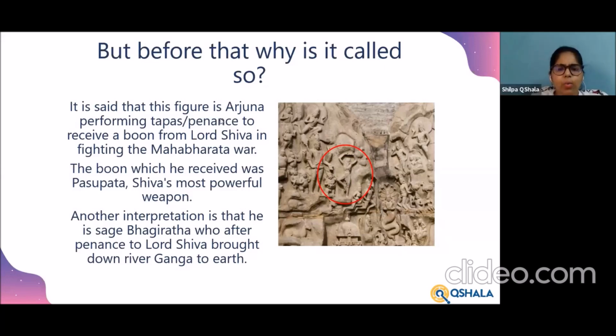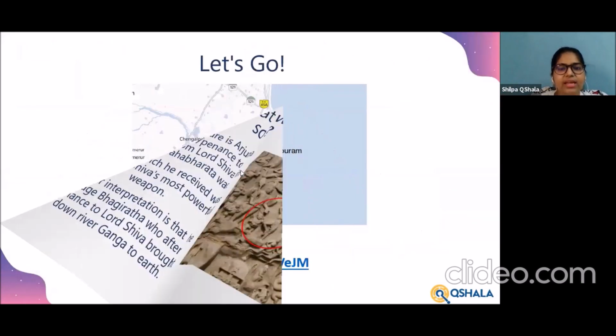All right, and one more interpretation is that this is the sage Bhagiratha, who, after performing penance to Lord Shiva, brought down the river Ganga to earth, and that's how Ganga came into the world. That is one more theory which gives this place its name, right?